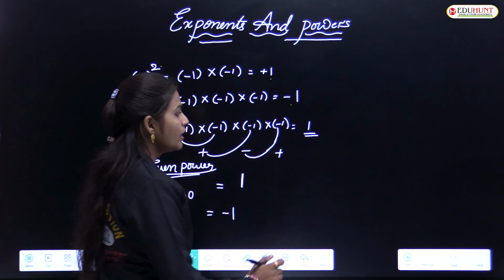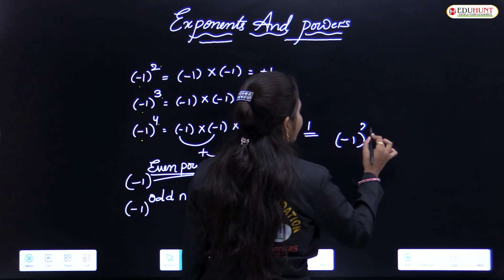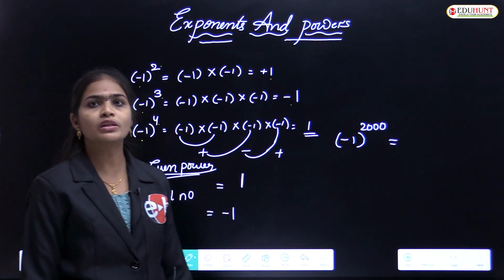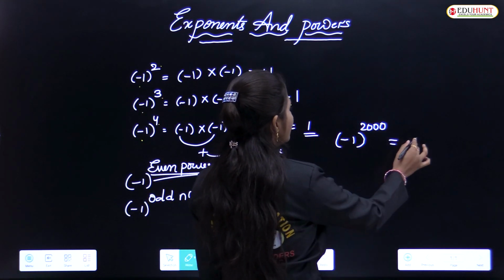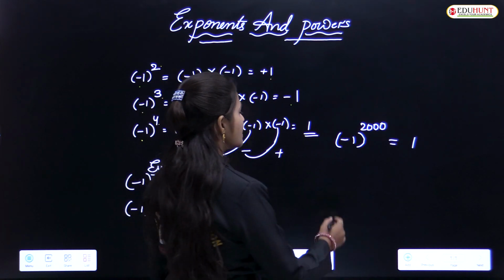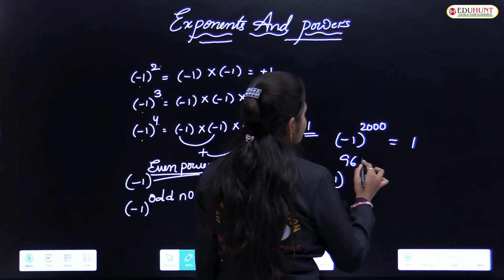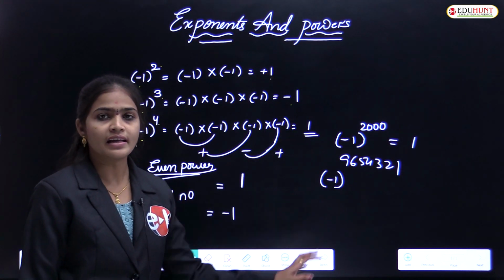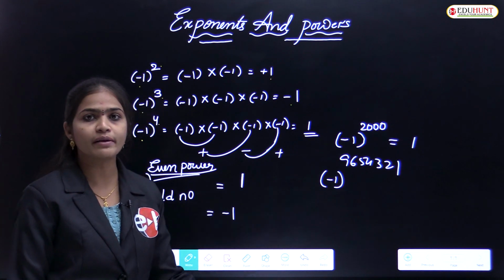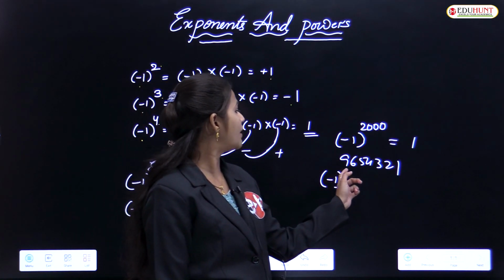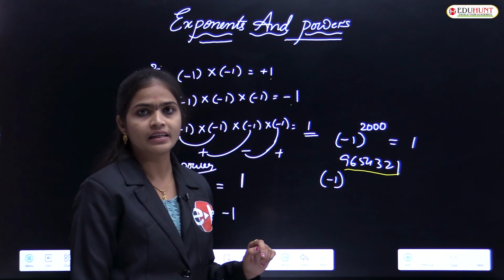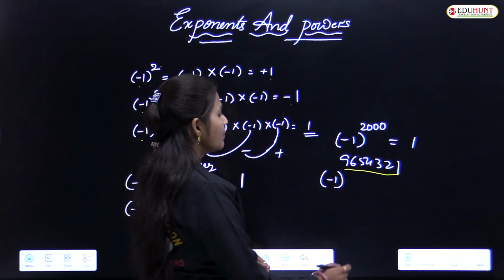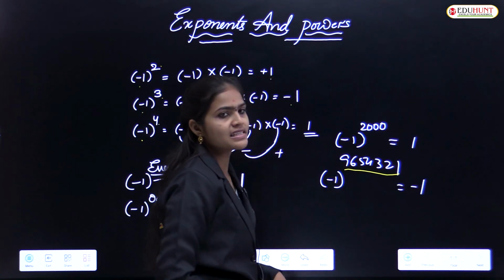Is it clear to you? Now see one example. Minus 1 power 2000. What is the result? Yes, 2000 is an even number, so the result is 1. Next, minus 1 power 9654321. Whatever it may be, that is a huge number. We have to multiply minus 1 that many times, and they are asking what the result is. So first we have to check whether the number is even or odd. Here this number is an odd number, so the result is minus 1.